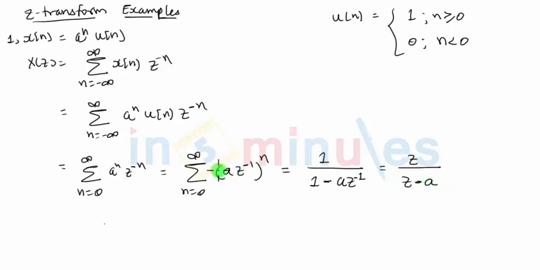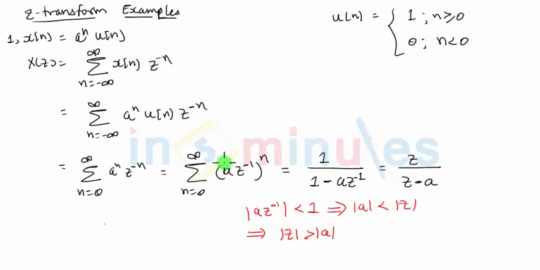But I can apply this series only on the condition that mod a z inverse is less than 1. Otherwise the series will not be summable. It will not result in a finite value. So this is a condition that mod a z inverse should be less than 1. And further this condition will become, I'll take this z inverse on the right hand side, so it becomes mod a less than mod z, and in simple words it will be mod z greater than mod a.